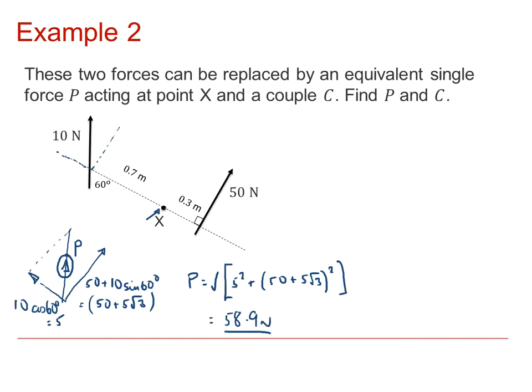The angle at which the force acts can be found from this diagram here, theta, and so theta is then tan to the minus 1 of the two sides divided by each other, so 50 plus 5 root 3 divided by 5, and that turns out to be 85 degrees. So 85 degrees to the line which is drawn on the diagram.